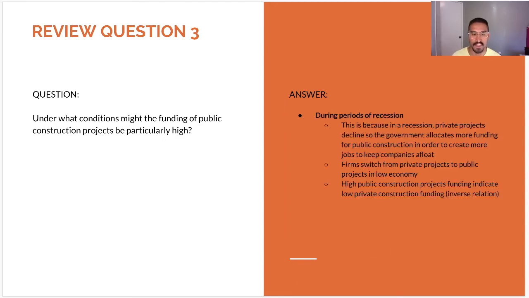So we know that from the previous answer, private construction makes up about 68% of overall construction, and public construction is the other 1/3. So what has to happen for public construction to go up and private construction to go down? And this happens during a recessionary period because in a recession, private projects are less likely to take place because there's so much uncertainty and people just don't develop more because they know that people won't buy houses, they won't rent out buildings. That's when the government comes in, where they allocate more funds for public construction projects in order to create more jobs to keep these companies afloat. This is when these firms switch from private projects to public projects in the low economy because they know that there's more jobs in the public sector. And so there's an inverse relation between public and private construction funding.